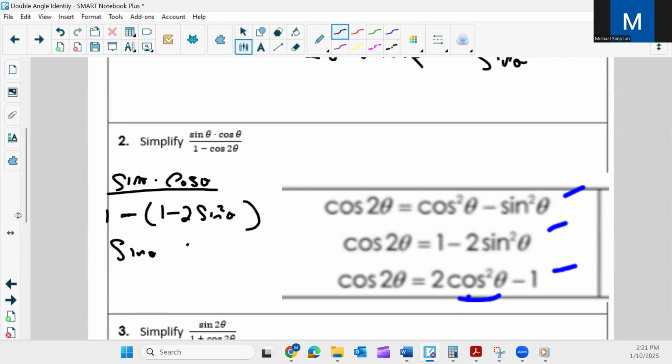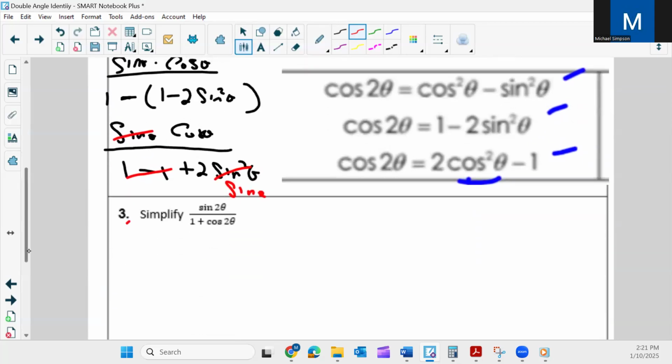Sine theta cosine theta on top, still, over 1 plus 2 sine squared theta. Now the 1 cancels out. Exactly. What cancels out? That gives me 1 on the bottom, right? Agree? So what am I left with overall?